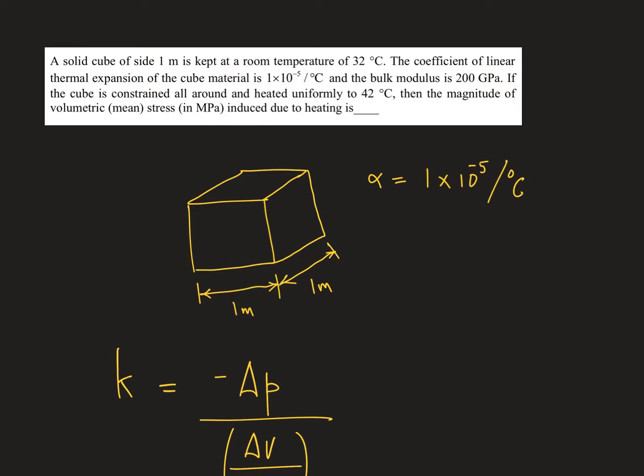So in this problem, we have a solid cube of length 1 meter. That makes our calculation fairly easy. What happens is the cube is constrained all around and is heated uniformly to 42 degrees Celsius. And then they are asking what is the magnitude of the volumetric mean stress in MPa induced due to heating.